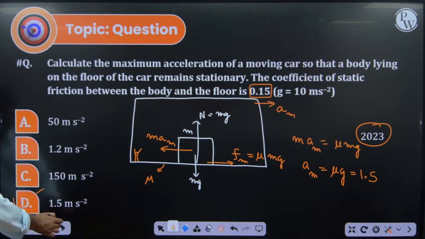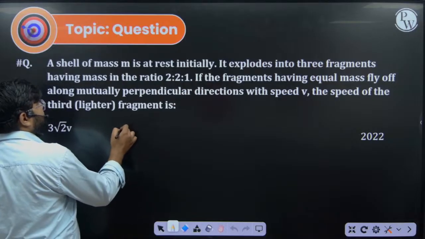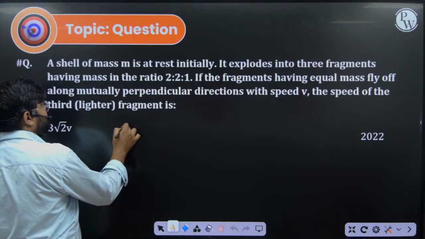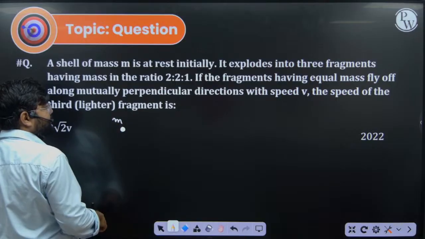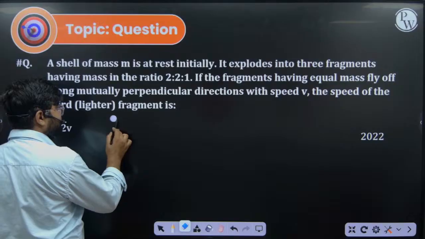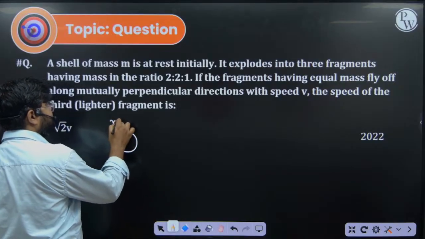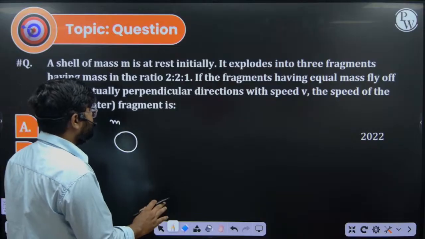All right, let's go to the next question. So we have a shell of mass m, which is initially at rest. Now it explodes into three fragments. Okay, so we have a shell which has mass m. Let me draw it bigger. Now it has broken into three parts.